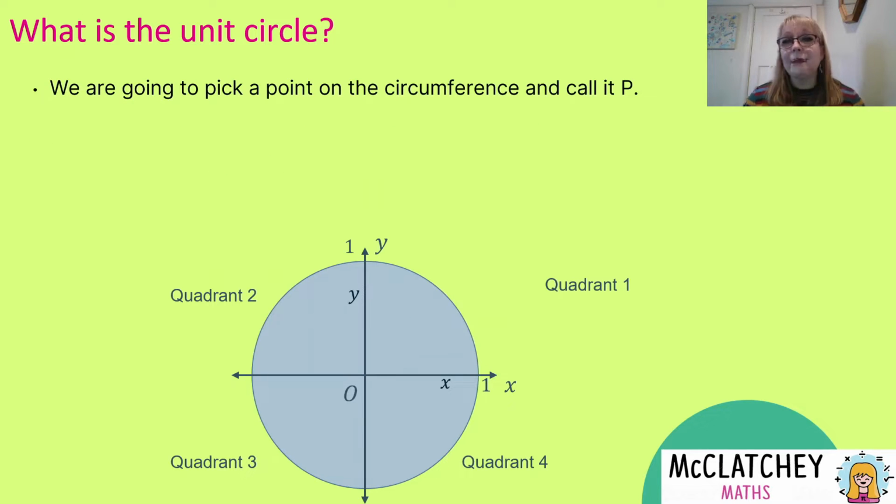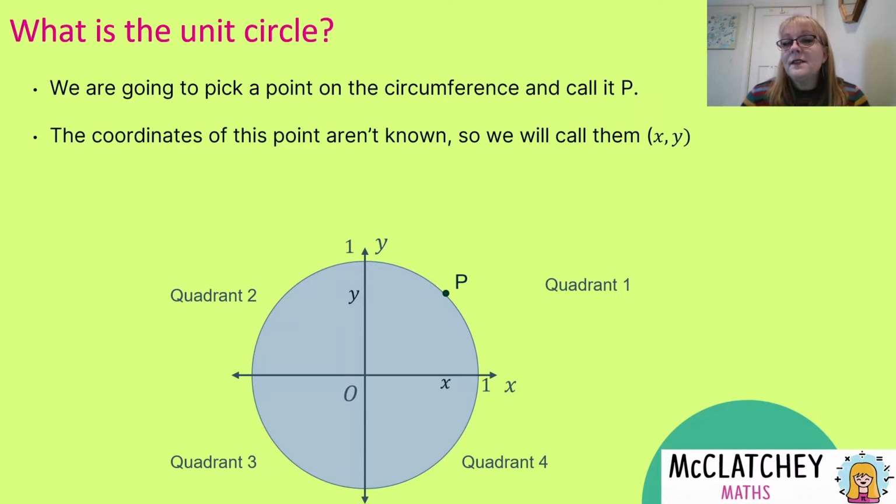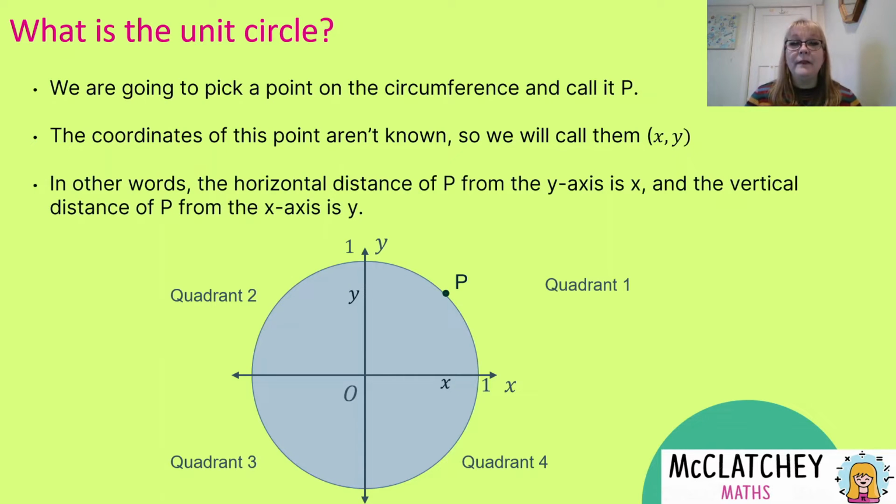So we're going to pick a random point on our circumference. We're just going to call it P, P for point. Nothing special about that. Now this point P, we don't know its coordinates, so we're just going to call them x and y. Obviously, because our circle has a radius of 1, the value of x and the value of y are going to be less than 1. In other words, the horizontal distance of P from the y-axis is going to be the value of x, and the vertical distance from the x-axis is going to be y. That's where we get our coordinate values of x and y from.